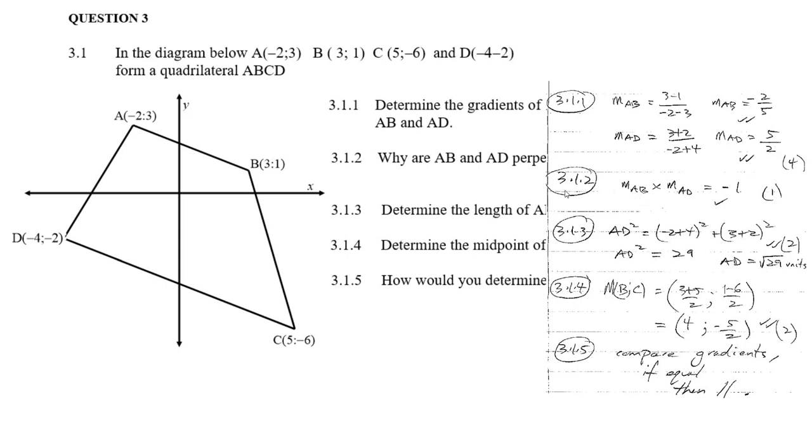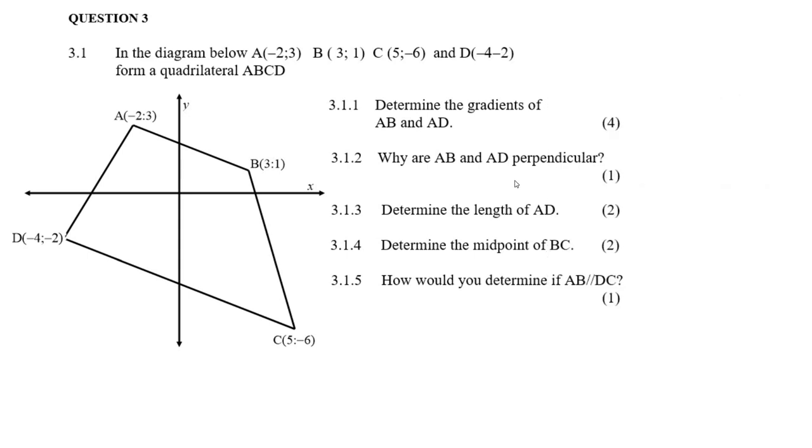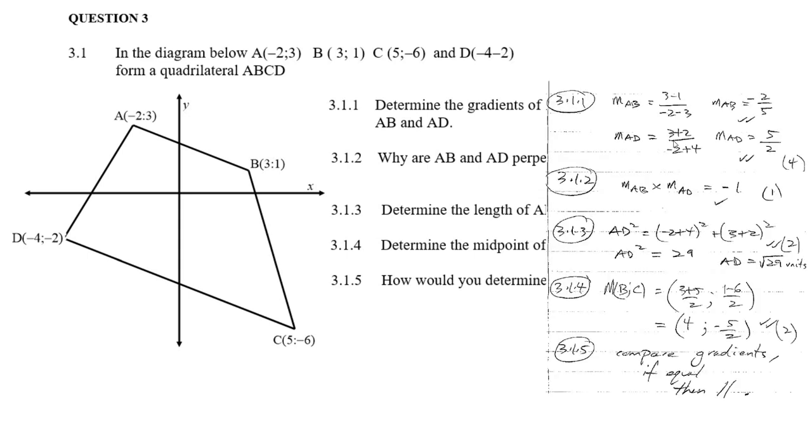Now, the next question they ask is, why are AB and AD perpendicular? Remember, let's go back here. Oh, because look at those gradients. If you multiply them together, they equal negative 1. And if two gradients multiply to equal negative 1, they must be perpendicular.